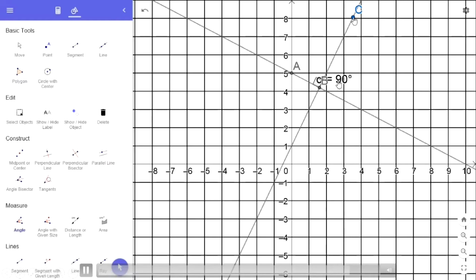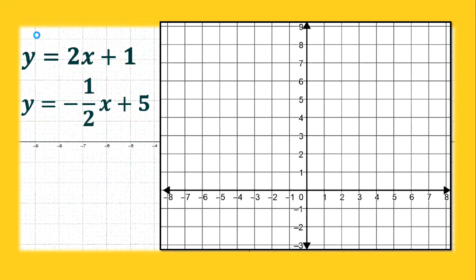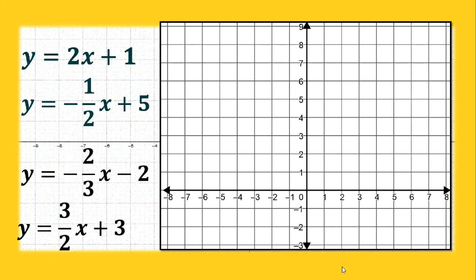And yes, 90-degree angle nga yung nabuo. Next set, the last one, we have y equals negative 2/3 x minus 2 and y equals 3 over 2x plus 3. So, plot muna natin yung first equation. Y-intercept natin is negative 2. So, nasa negative y-axis. And the slope natin is negative 2/3.